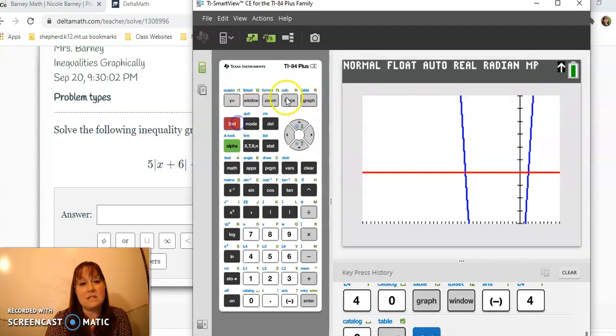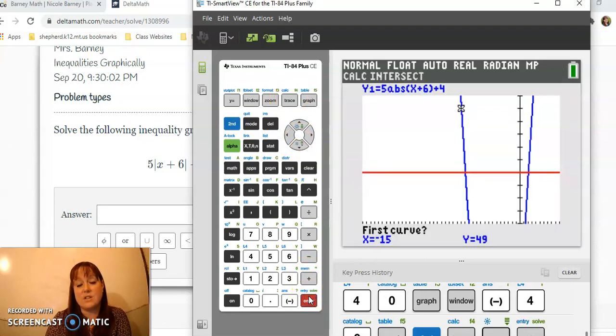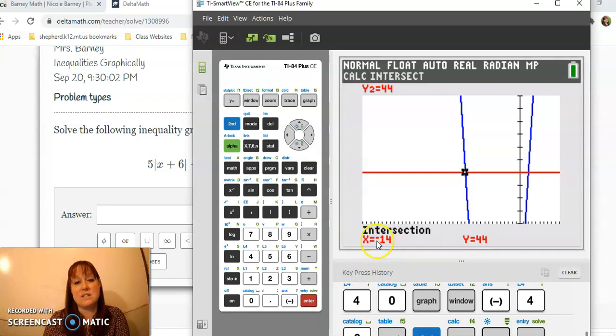So we can go to second, calc, and we're going to calculate the intersection of these two graphs. So it asks, which curves do you want to use? You want to use this first curve? And I say yes. And it says, do you want to use the second curve? And I'm like, yeah. And then it says, give me a guess. And I said, enter. And it shows the intersection is negative 14. So I'm going to write this down so I know that from negative infinity all the way to negative 14, this blue function is above the x-axis. From negative infinity all the way to negative 14. I'm just going to write that down on my paper so that I can remember that for later.